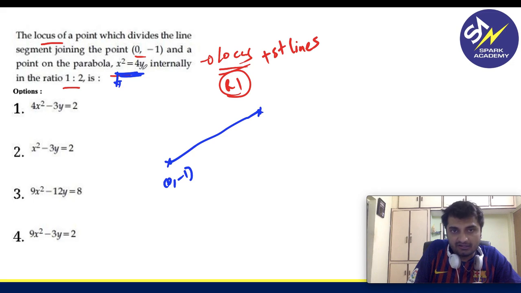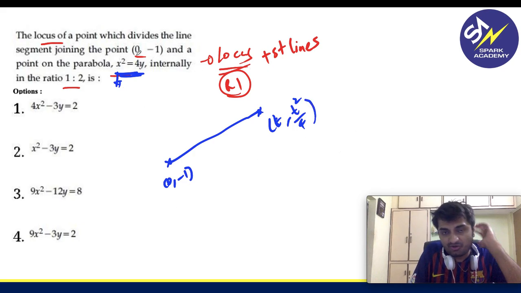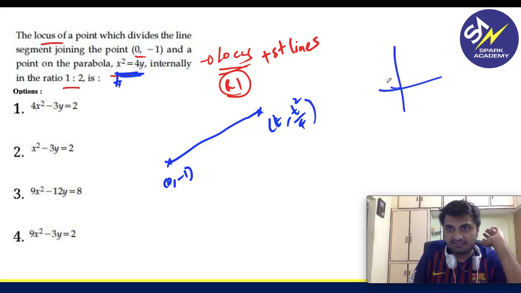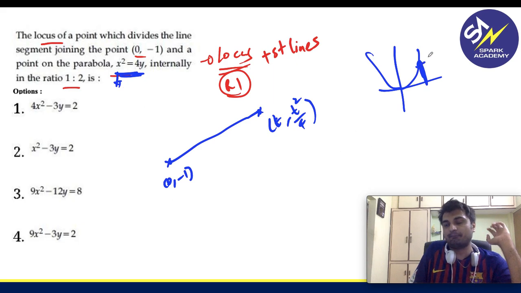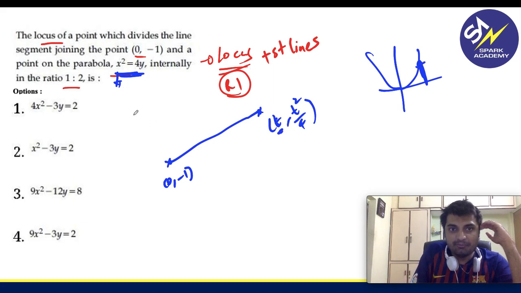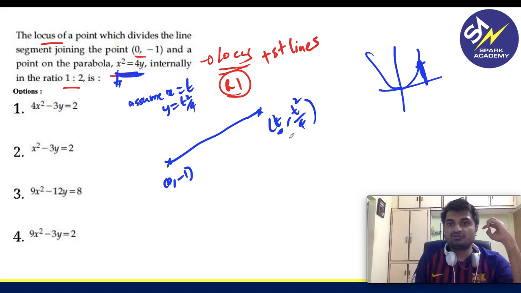If I take x value as t, y value will be what? T square by 4. So I'm just assuming, because imagine a parabola like this. There is one point lying on it. That means what? If I substitute the x point, I will definitely get my y point, right? So I'm just assuming x value as t. I've just assumed, because it's not given, right? Assume x as t. So y will be what? T square by 4. So this is what we got.